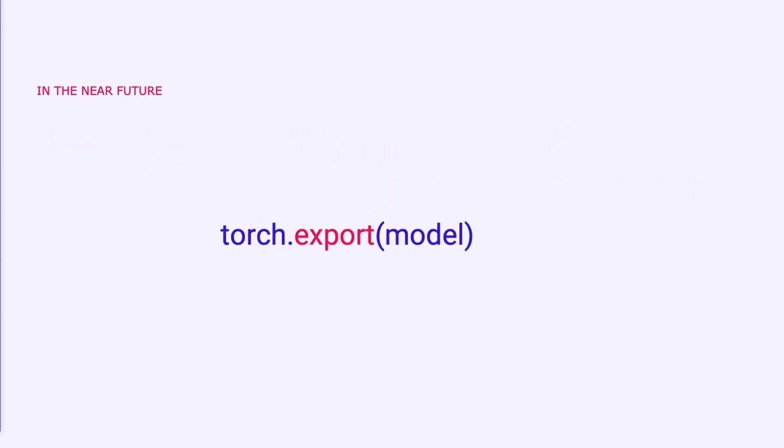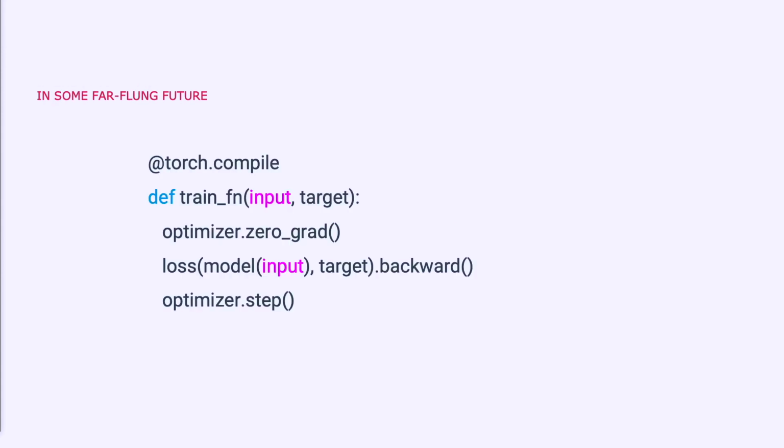So in some near future, and Michael Suo is going to talk about it, we will have a torch export of your model so that you can actually export it and send it out to a different backend completely. And in some far-flung future, we will have torch.compile not just wrap the model, but also wrap the entire training loop so that you can get more fusions across, like you can fuse the optimizer in and things like that.